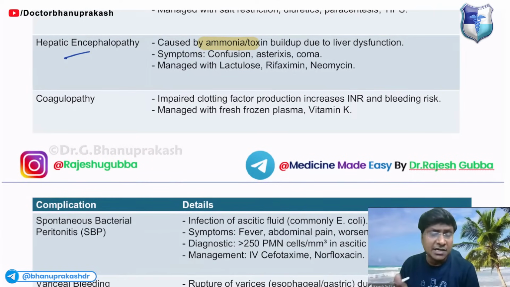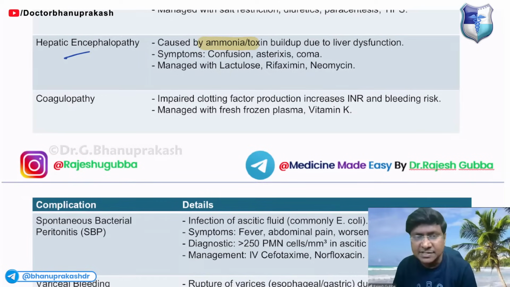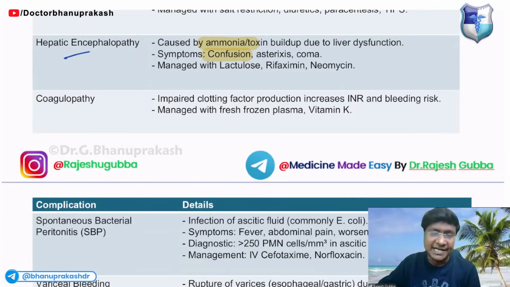And what will be the earliest manifestation in hepatic encephalopathy? There will be reversal of the sleep rhythm. And these individuals will be in a state of confusion. There can be asterixis, and the individual can go into a state of coma as well.